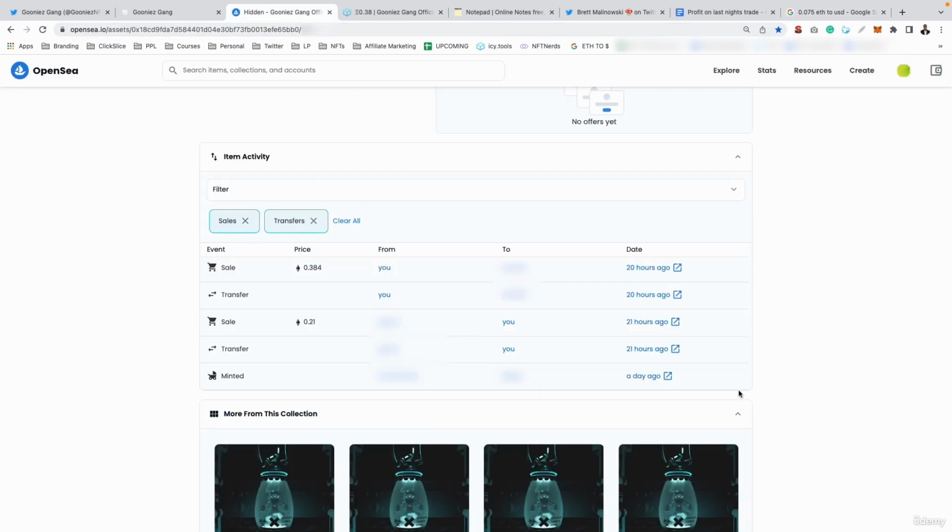This is a trade right here, and as you can see, I bought it 21 hours ago, sold it 20 hours ago, so yeah, literally flipped this in less than 1 hour. Let me go through my thought process behind this project and show you how I knew when to enter and when I knew to sell this for profit.